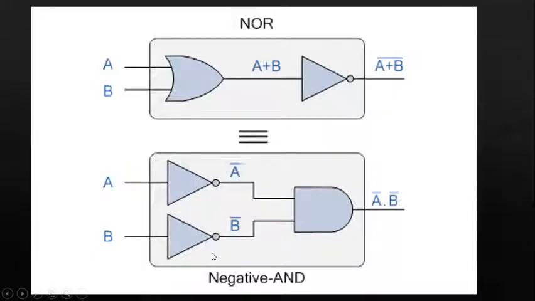So our A bar times B bar is the negative AND. Don't get confused between the negative AND and the NAND gate. In the NAND gate, the inverter is at the end. In the negative AND, the inverter is at the front.